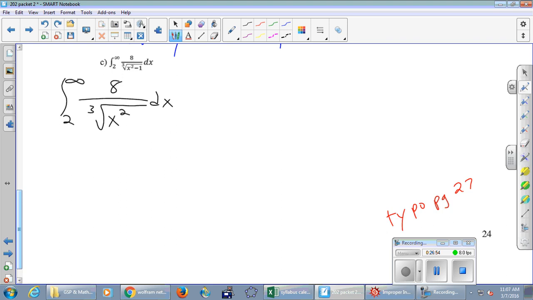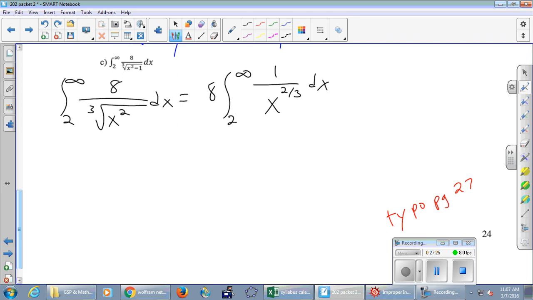What's that? Yeah, let's bring that 8 out. We want to make this integral as simple as possible and then hope that we know something about it. And then as Ben says, that radical we can change into a power. It's x to the 2/3. So we get 1 over x to the 2/3. That's another 1 over x to the p.